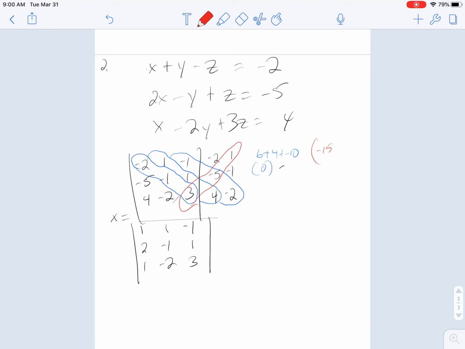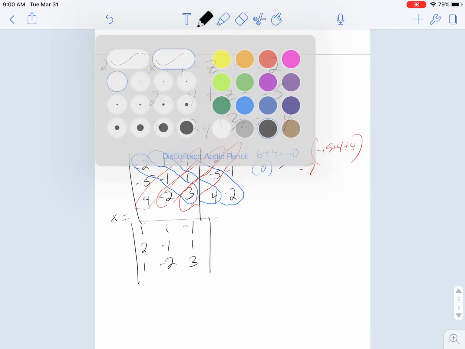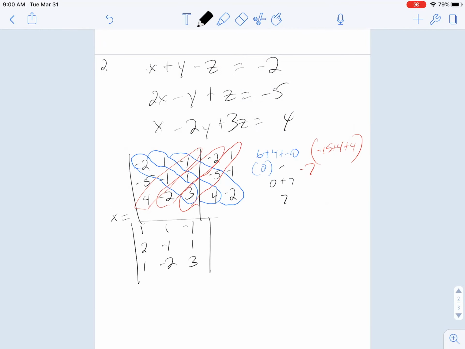So negative 15. Take negative 2 times 1 times negative 2. 4 times 1 is 4. All right, and then 4 times negative 1 times negative 1 gives us also positive 4. So this second set is going to be negative 15 plus 8, which is negative 7. So the determinant of the numerator is actually 0 minus a negative 7, which gives us 0 plus 7, 7 in the numerator. Okay?